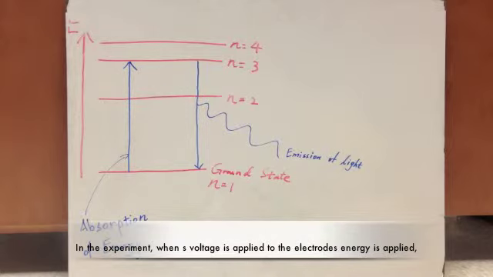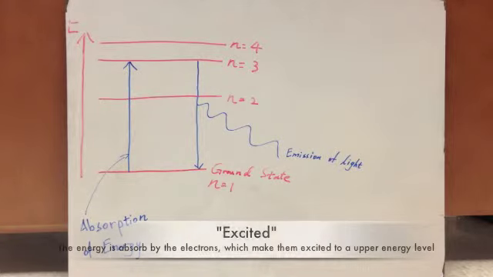Now what caused these differences in the spectrum? In this experiment, when a voltage is applied to this electrode, energy is supplied. This energy is absorbed by the electrons, which makes them excited to an upper energy level.